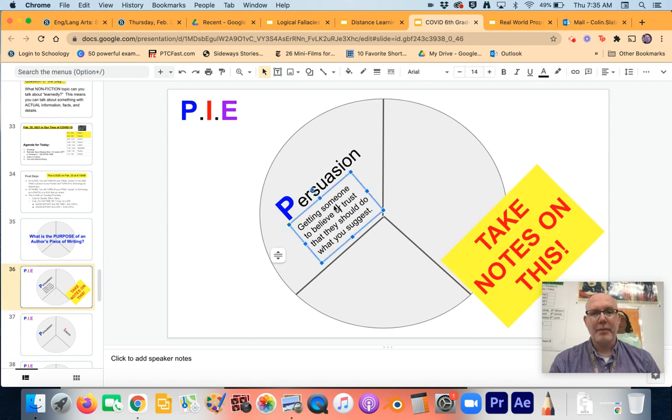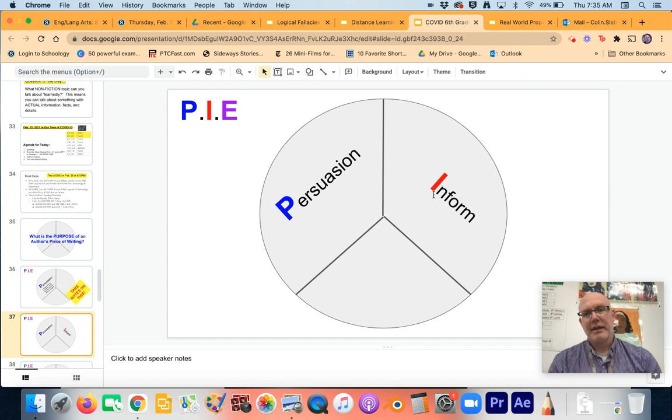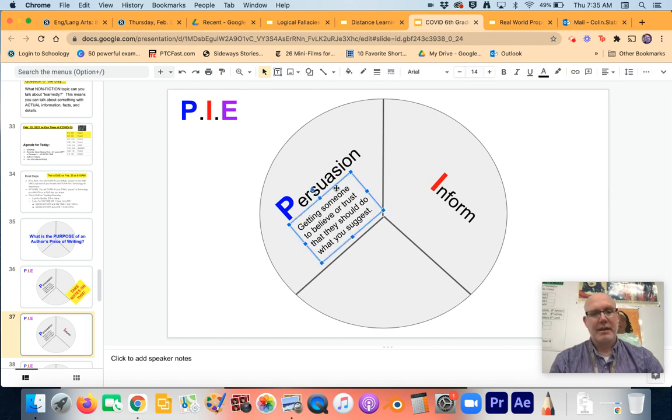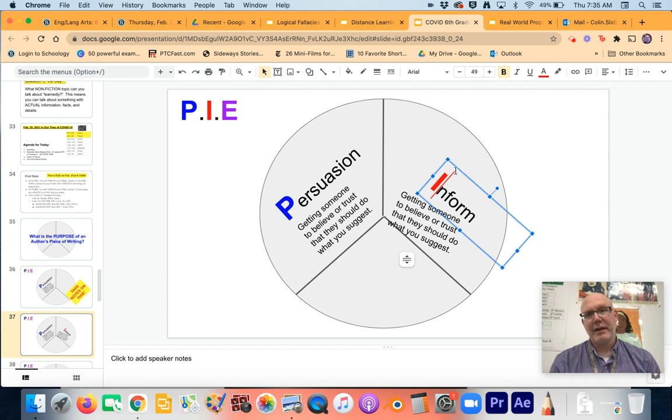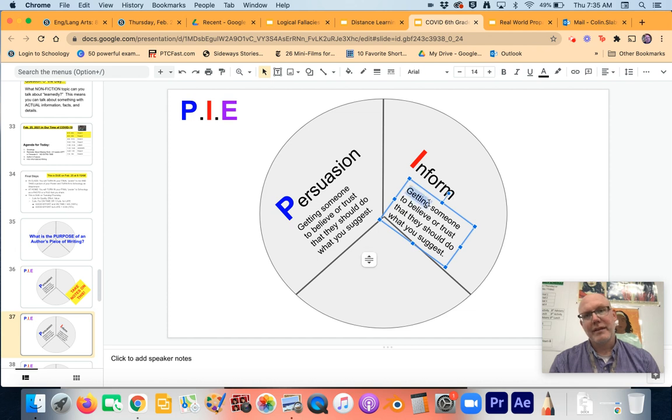Okay, so inform is really kind of the same concept. It's actually very simple. It is what you think it might be, right? Inform would be to present information about a topic.